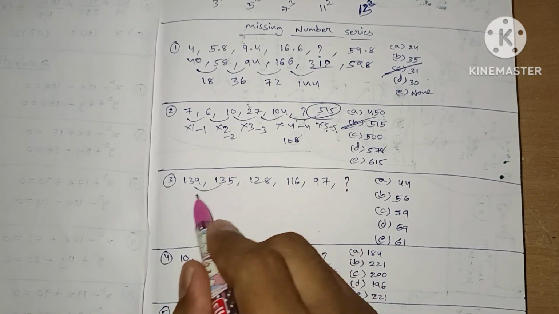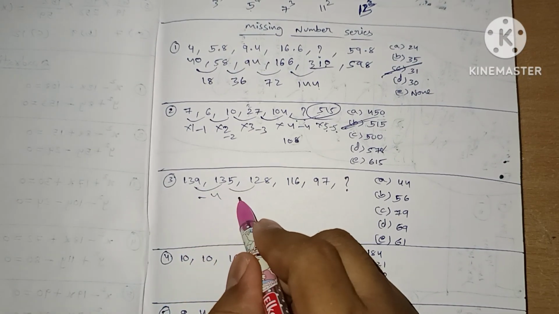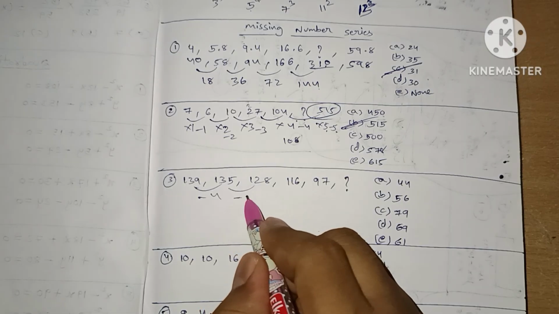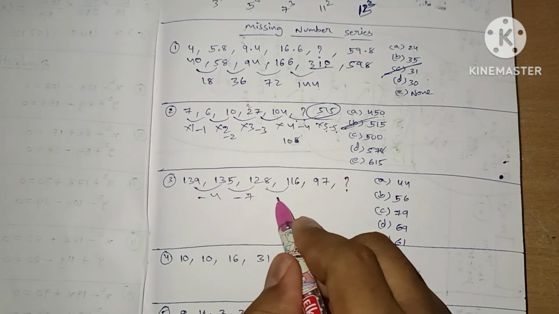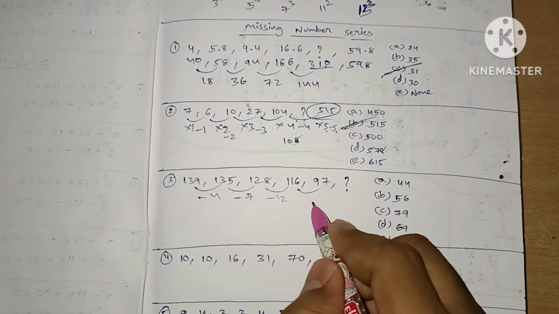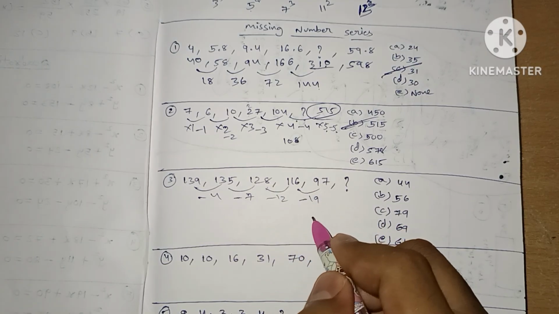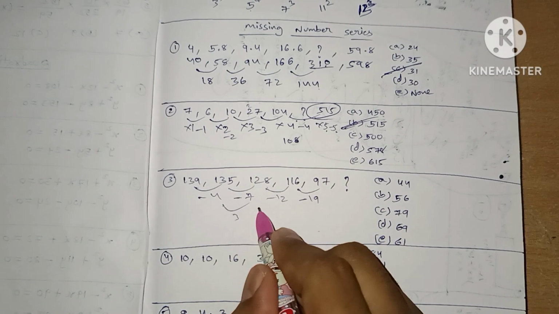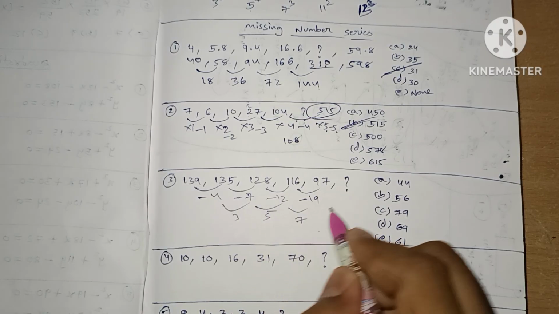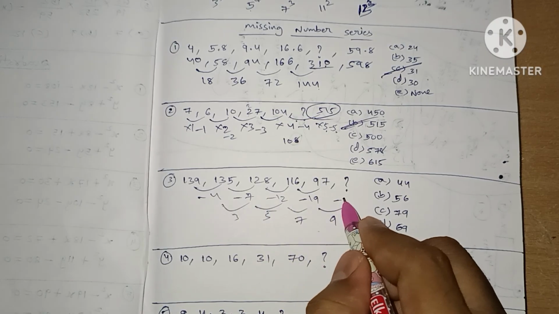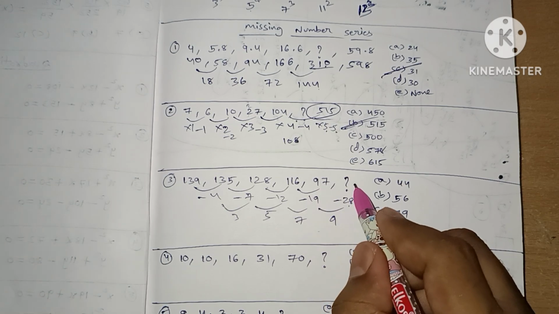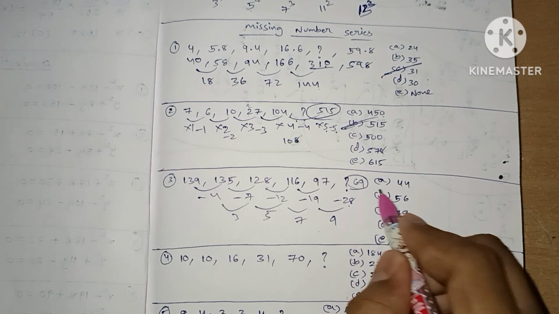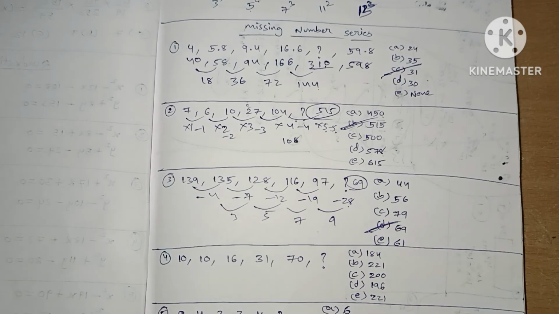Next, here we see difference of minus 4. Here the difference is minus 2 plus 5, 7. Here we see difference of 12. Here we see difference of minus 19. Let's see further difference. Here 3, here 5, here 7. So the next one must be 9, which is 28. So 97 minus 28, which will be 69. So answer is 69. Option D is our answer.